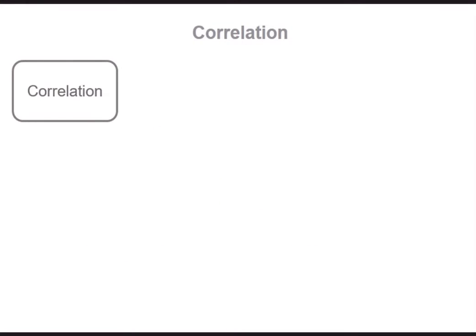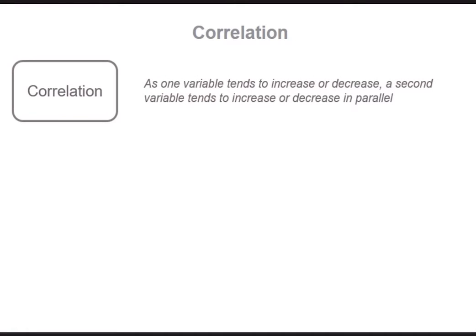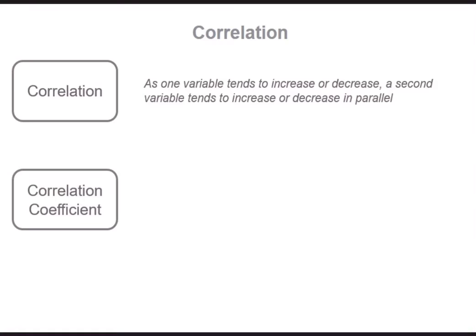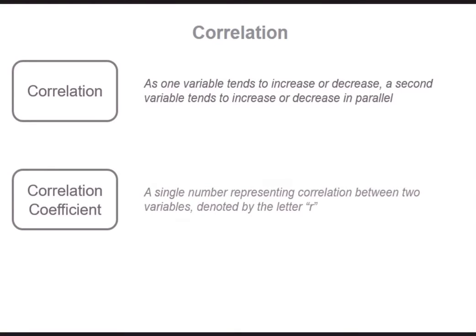Correlation in statistics is a very powerful tool. Remember, correlation means as one variable tends to increase or decrease, a second variable tends to increase or decrease in parallel to some degree. In statistics, correlation is represented by a single number, and that number shows the relationship between the two variables. Correlation is measured by the correlation coefficient and is represented by the letter R.